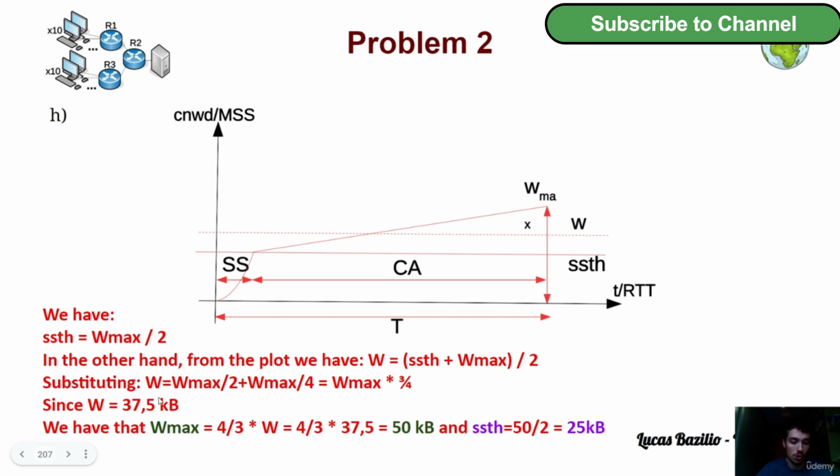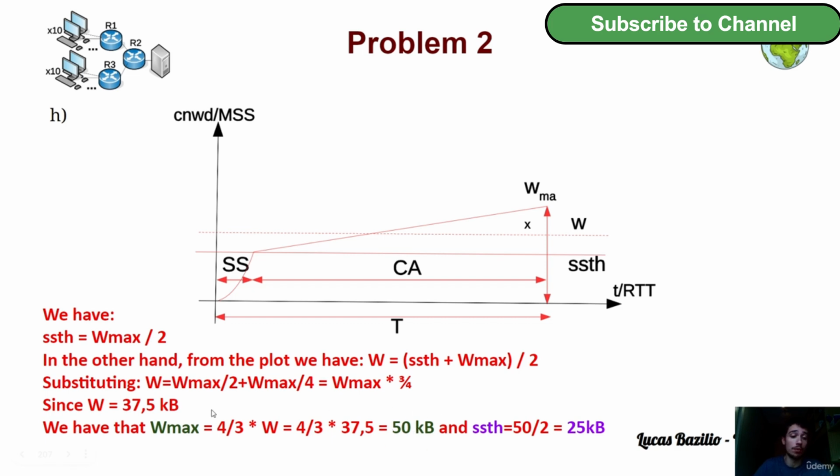Since we know that the window is equal to 37.5 kilobytes, as we already calculated previously in previous questions, what is going to be the value of the maximum window? Well, we can just substitute. This 3 comes here dividing, and this 4 comes here multiplying. So the maximum window is going to be 4 divided by 3 multiplied by the value of the window in kilobytes, which is 37.5. We multiply, this gives us 50, of course the unit also in kilobytes.